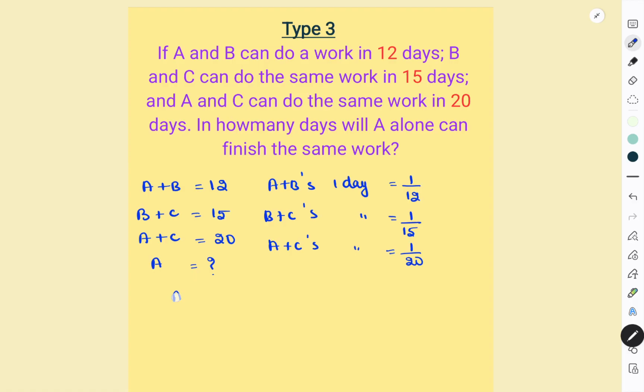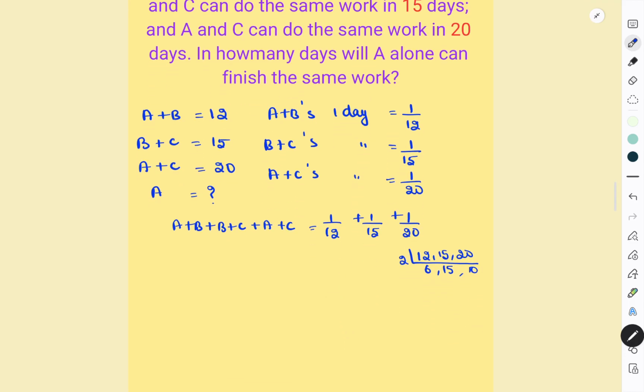So A plus B plus B plus C plus A plus C's 1 day work, adding all this, we get 1 by 12 plus 1 by 15 plus 1 by 20. So for 12, 15, 20, the LCM: dividing by 2, then 2, then 3, then 5. So 2 2s are 4, 4 3s are 12, 12 5s are 60. 60 is the LCM.